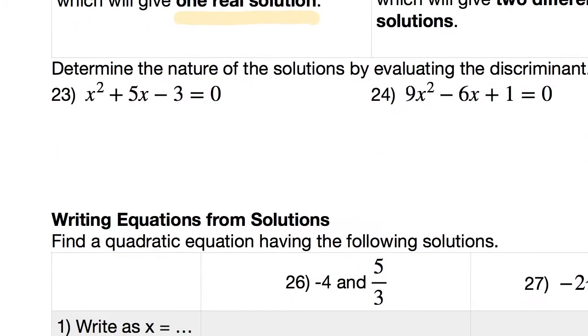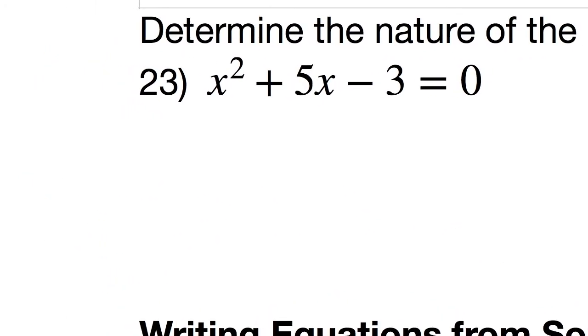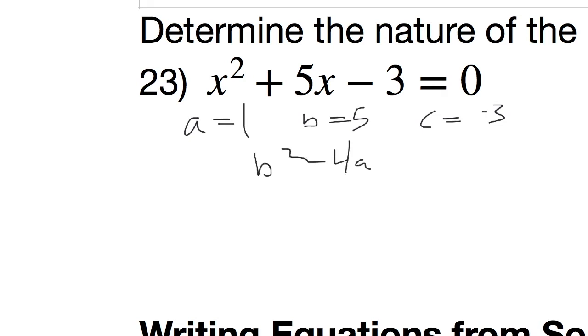The instructions here say determine the nature of the solutions by evaluating the discriminant. So a is going to equal 1, b is going to equal 5, and c is going to equal negative 3. The discriminant is b squared minus 4ac. It's the part that's inside the square root. Let's see what it is. It's b squared, which is 5 squared, minus 4 times 1 times c, which is negative 3. So that's going to be positive.